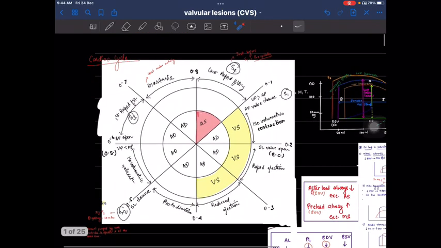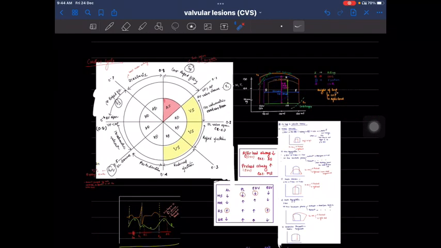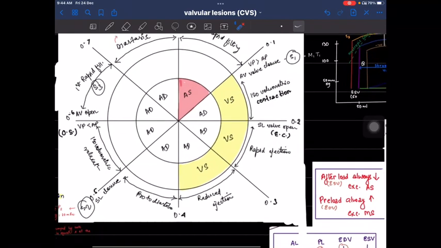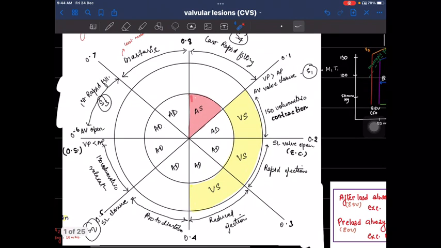Before starting, I would like to make a very humble request: before dealing with any topic in CVS, you should be very, very clear with the cardiac cycle. It should be at the back of your hand. If I ask you what's happening in the heart at 0.7 seconds, you should be able to say it at the drop of a hat.